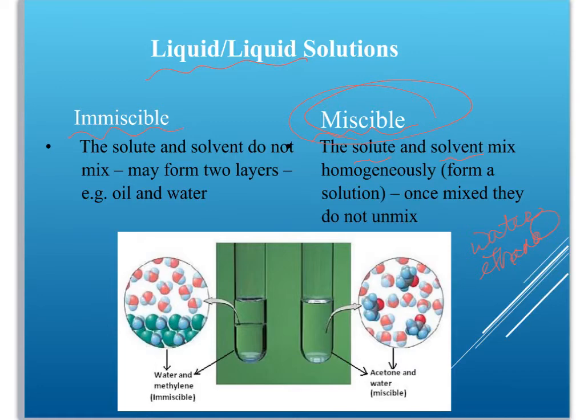What's an example of something that is immiscible? Well, oil, liquid oil, and water are immiscible. Okay, they are not soluble in each other, and you'll see the separate layers.